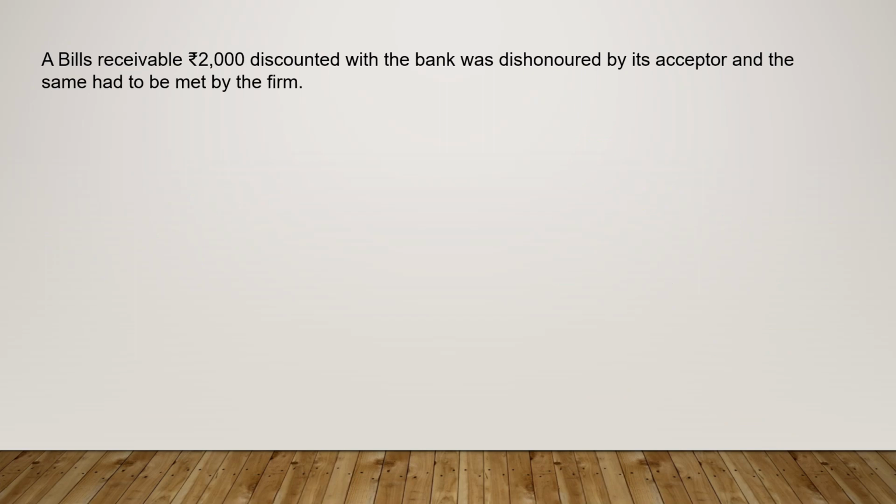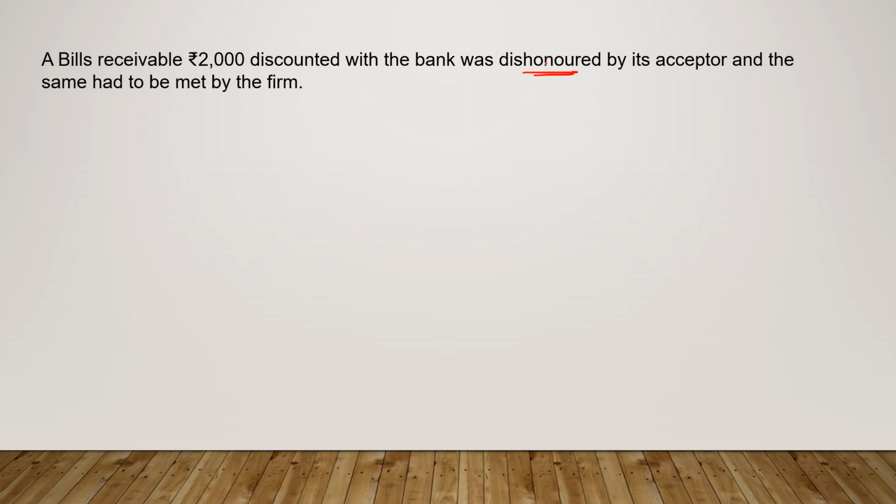Moving on, next one is a bill receivable of 2,000 was discounted to the bank. It was dishonored by the acceptor, and the same had to be met by the firm. Now you know about bills receivable that you need not wait till the due date. So the firm got a bills receivable from its debtors. It went to the bank, got it discounted and got the amount immediately. On the due date, the bank was supposed to collect it from the acceptor. Now, on the due date when the bank went to collect, the acceptor dishonored it.